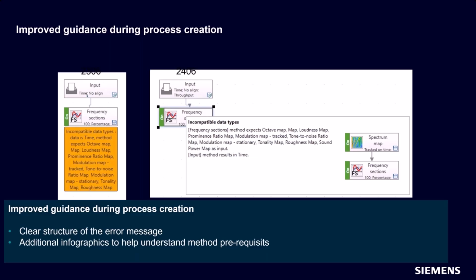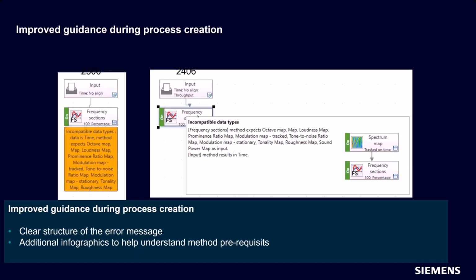Let's say you put some time history data into your input basket. You say, oh, okay, I want to get some frequency sections. You try to connect it, then it tells you, hey, you have these incompatible data types. Data is time, method expects octave map, loudness map, prominence ratio map, modulation map, track tone-to-noise ratio map, modulation, stationary tonality map, roughness map. Hopefully it's very clear what you're supposed to do right now. Maybe not, right? Because data needs to be connected to compatible process methods.